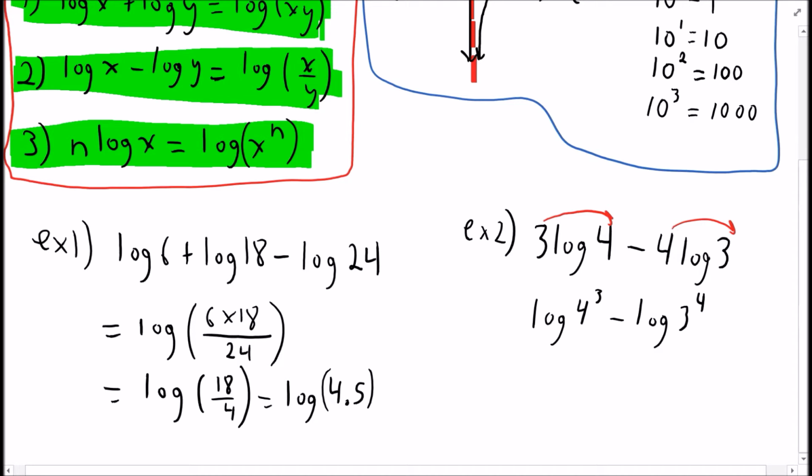And remember, now we're going to use the second rule, the minus one. So that's the same as the log of 4 to the power of 3, which is 64, divided by 3 to the power of 4, which is 81.